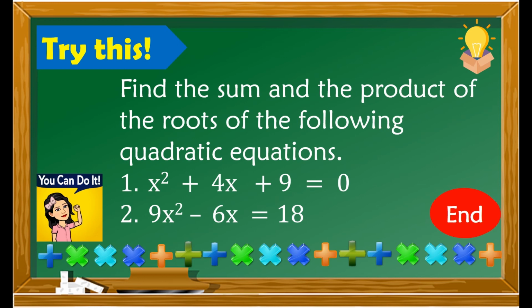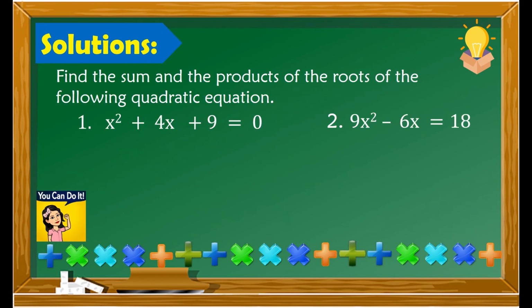Oh yes, time is up. Let us see if you got the correct answer. So just check it. I will show you here the solutions. For our solutions, we have here the first one. What you have to do is to just identify the value of A, B, and C. Okay, so your A is 1, your B is 4, and your C is 9 because it is already arranged in standard form. Okay?